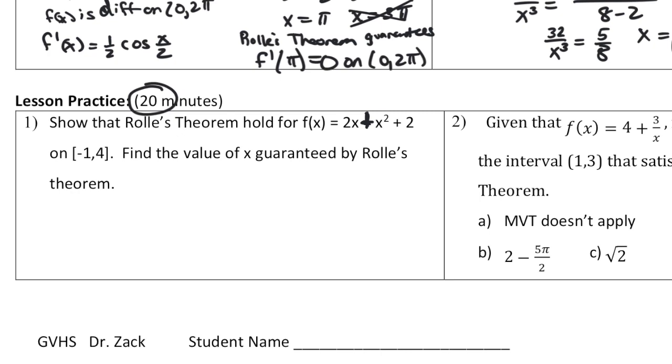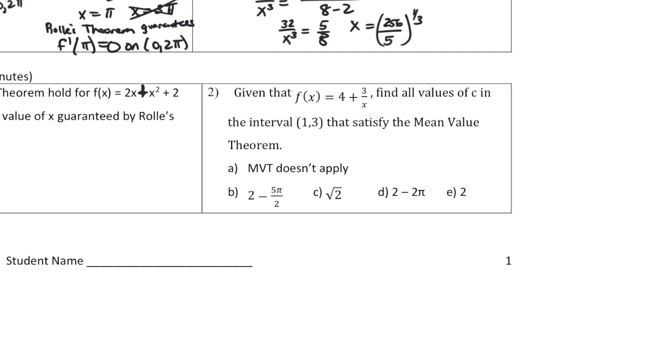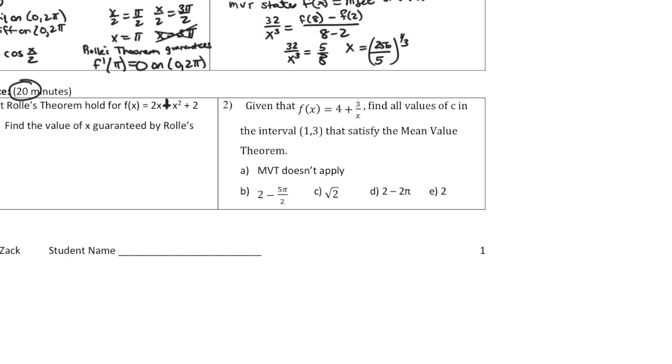All right, so you should have found that question number 1, Rolle's theorem, did not apply. And for question number 2, the mean value theorem did not apply, because for question number 2, you need to have closed intervals to satisfy the mean value theorem.